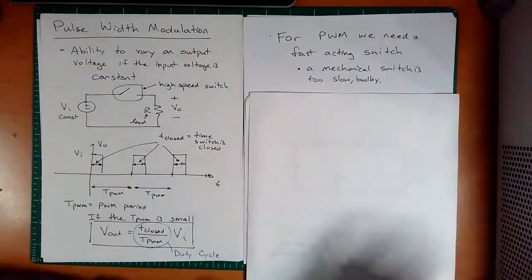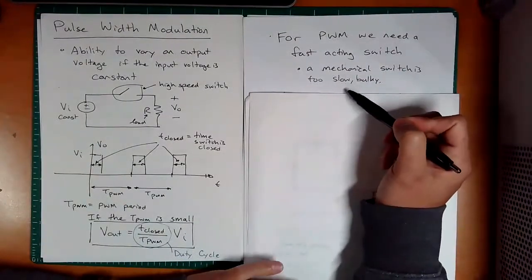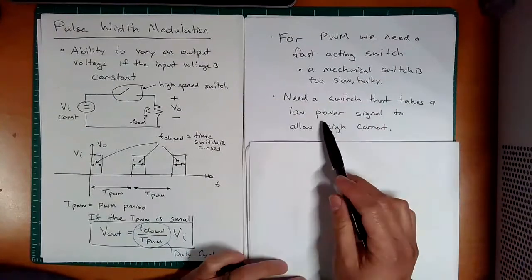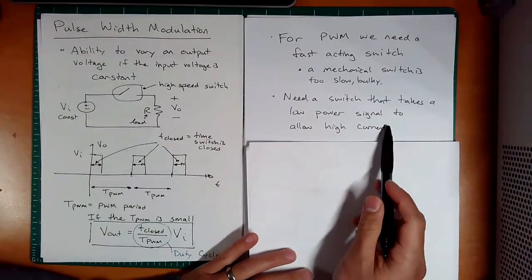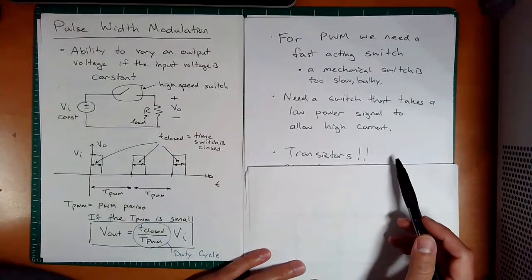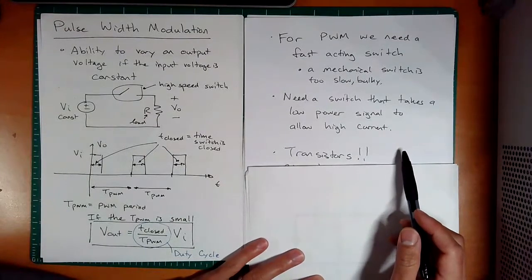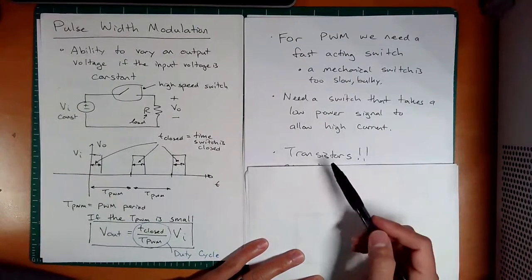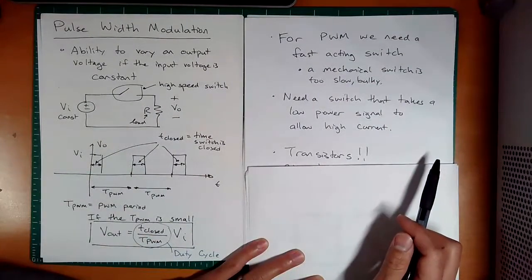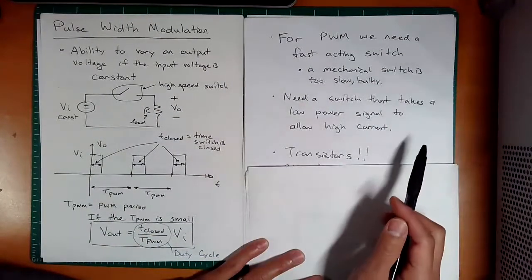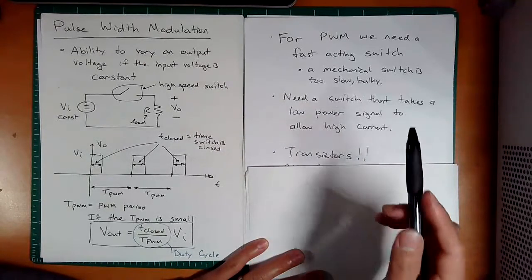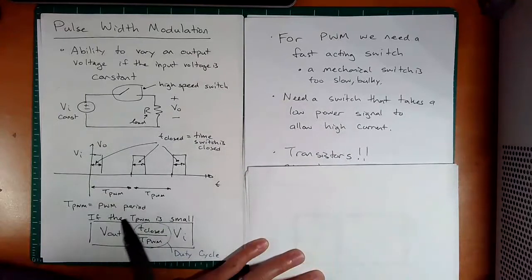For PWM, we need a fast acting switch, and a mechanical switch is too slow. It's too bulky, as I said before. And we need a switch that can essentially take a low power signal from a microcontroller and actually produce high current. A practical example: maybe in some of my videos you hear the BART track. I live close to the BART tracks, and you hear that hum. That's PWM. Part of that is the road noise and the friction, but that hum, especially at the BART station during startup, is the PWM signals of the electrical power being driven to the motors.